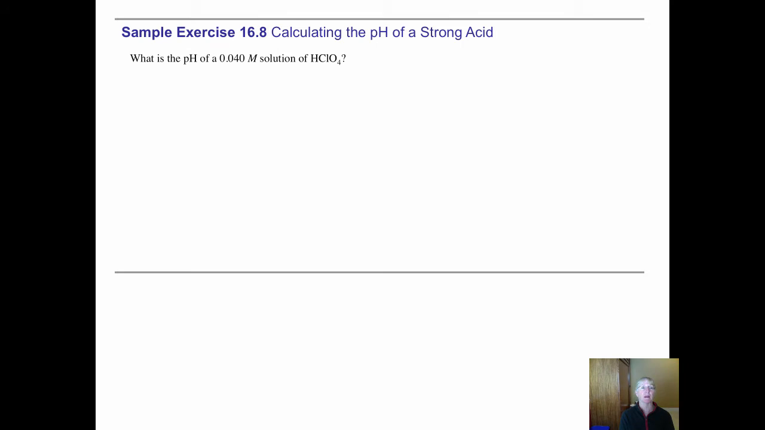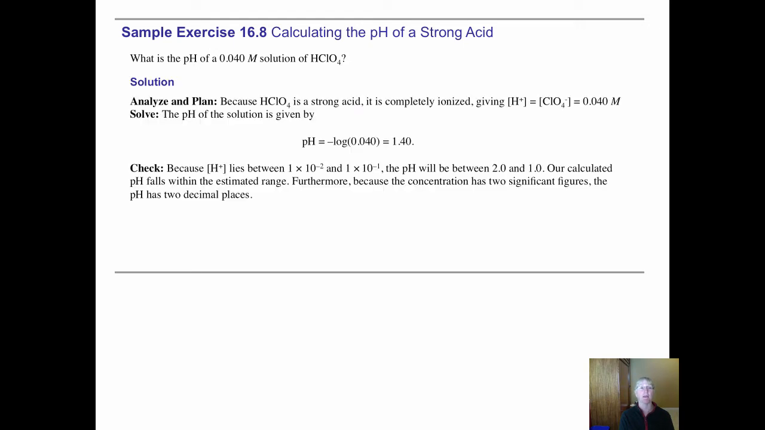If a problem says it is 0.040 molar in HClO4, then that means you have 0.040 molar of hydrogen or hydronium ions, and you simply take the negative log of that value. Very straightforward. And again, because the concentration had 2 significant figures, the pH should have 2 decimal places, 1.40.